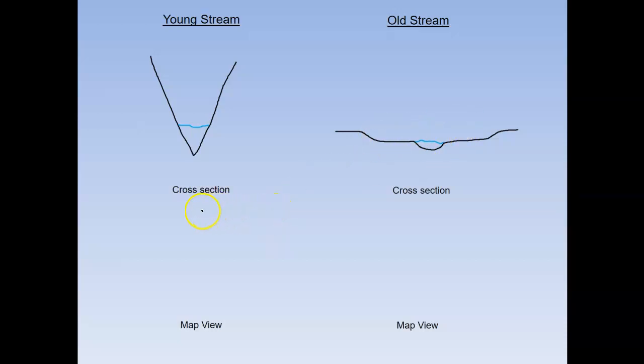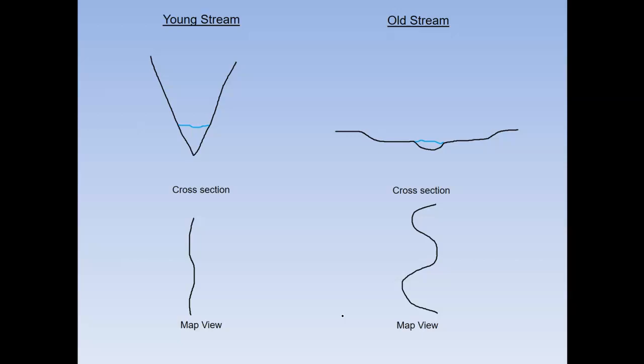Now we can also look at a map view. The other way to distinguish young from old is, in general, our young streams will be fairly straight. It'd be flowing like this if we were looking down from, let's say, an airplane. Whereas in an old stream, we tend to see the river does this. It's called meandering, where it moves back and forth. And so just in a map view, we might be able to tell something about the age of my stream, old versus young.